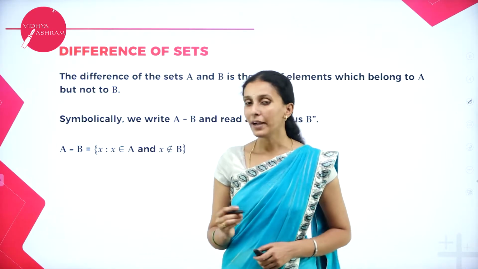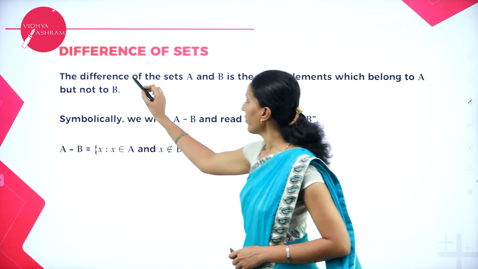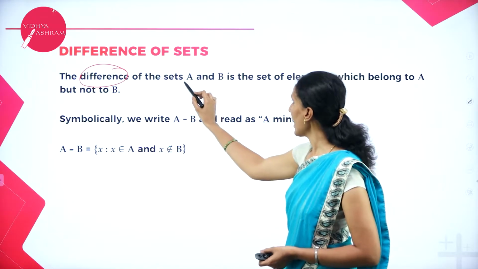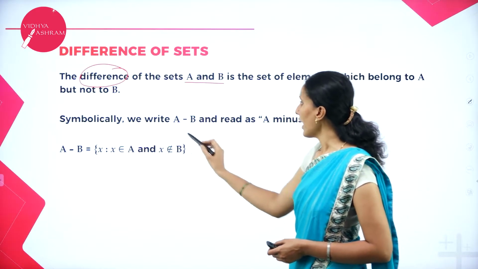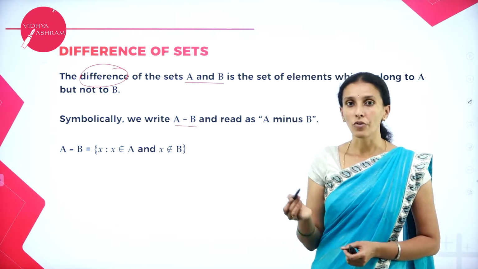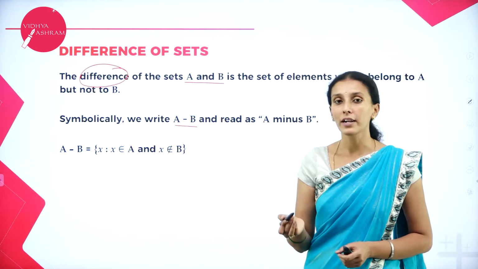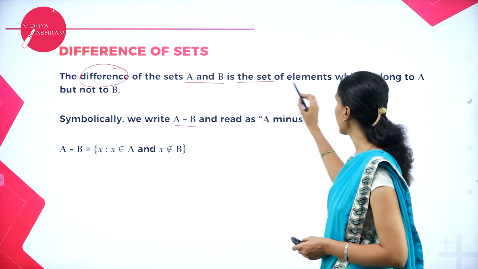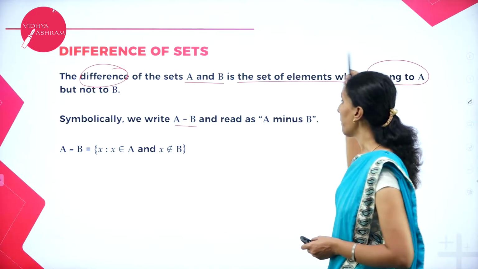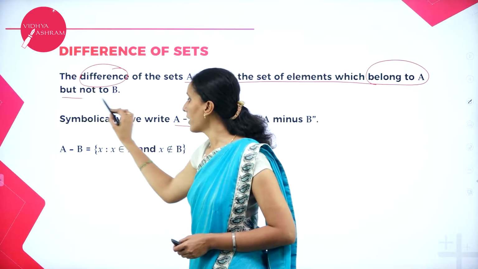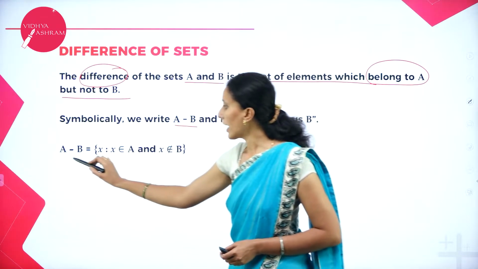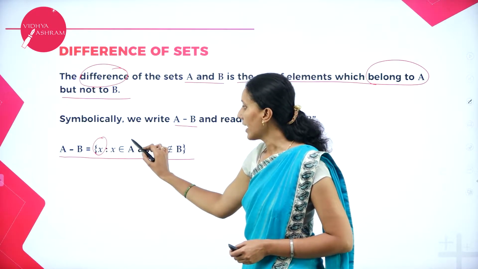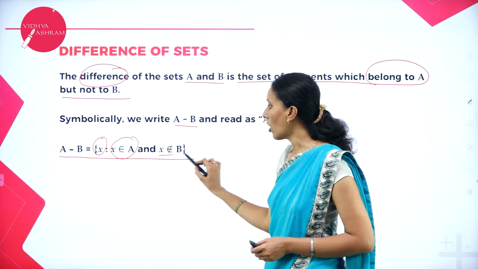So what do you mean by difference of sets? Suppose you have two sets, A and B, then we read A minus B as A minus B. What does this A minus B give? A minus B means the set of all elements that belong to A but not in B. So here I can write the definition. It is a collection of all elements X where X only belongs to A but not B.